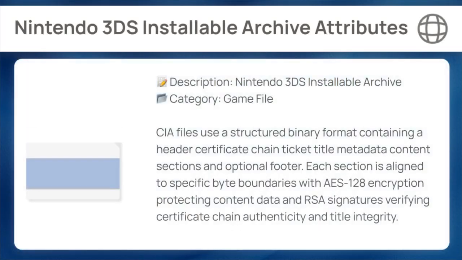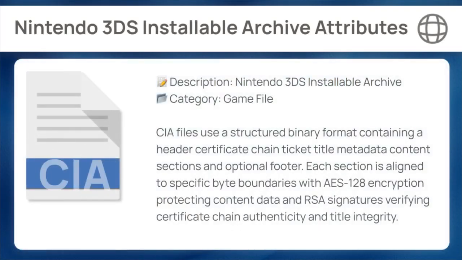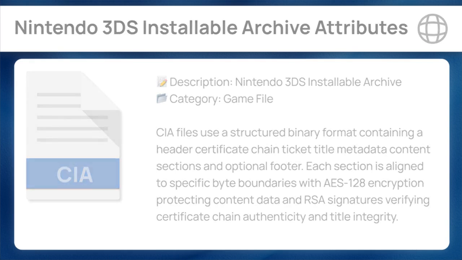CIA files use a structured binary format containing a header, certificate chain, ticket, title metadata, content sections, and an optional footer. Each section is aligned to specific byte boundaries, with AES-128 encryption protecting content data and RSA signatures verifying certificate chain authenticity and title integrity.